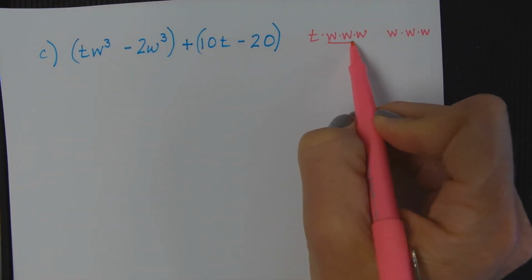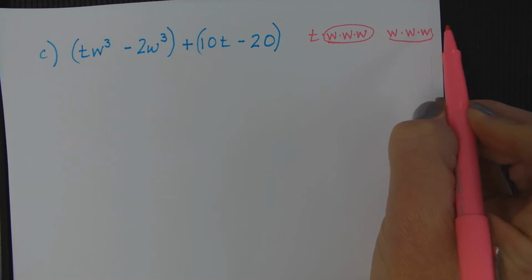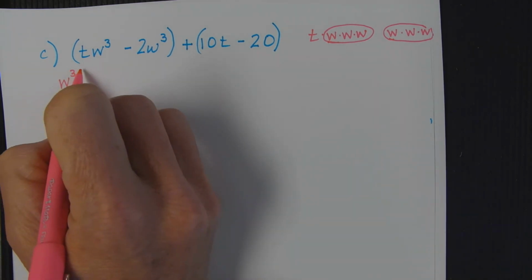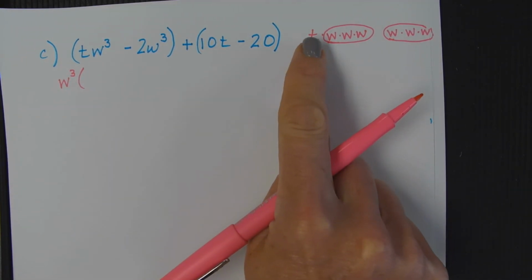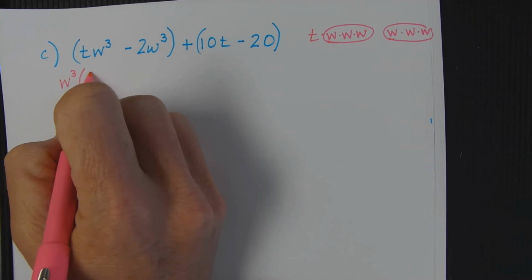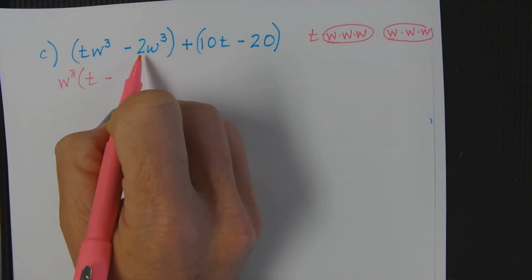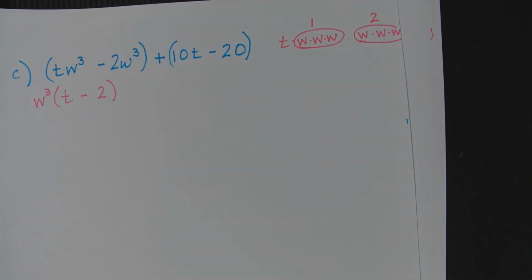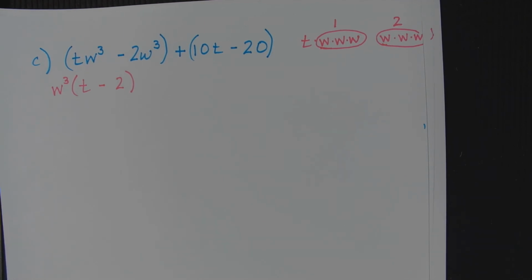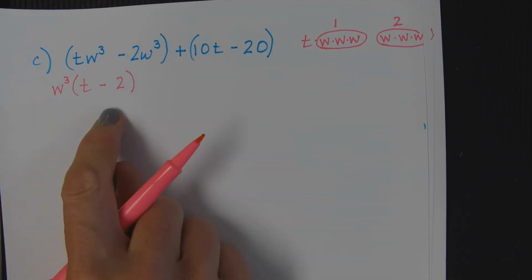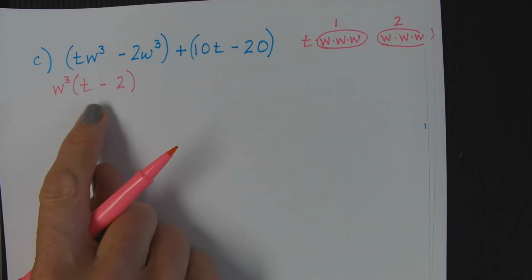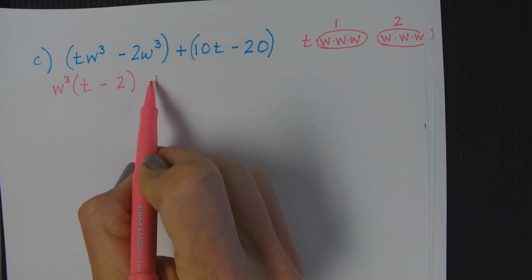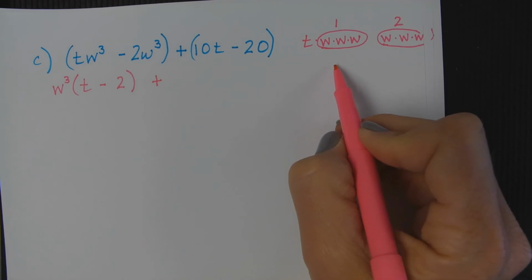So what are we factoring out? How many W's? 3. So take out your W to the third. And what's the only thing left? T. Minus 2. If you want to put that up there, 1 and 2, there's nothing left there. Okay? So hopefully you've caught on. What should be inside the parentheses over here? T minus 2. So let's go for it.